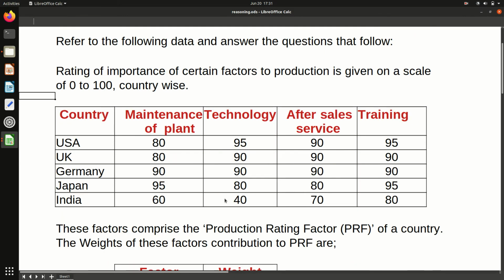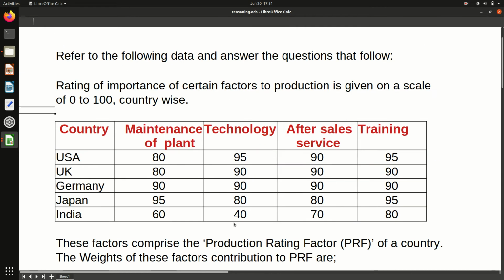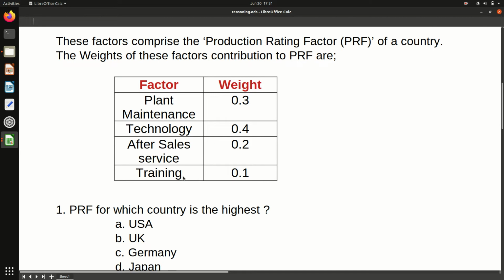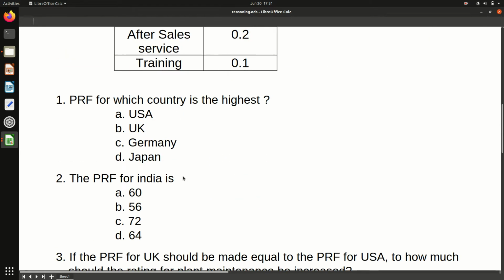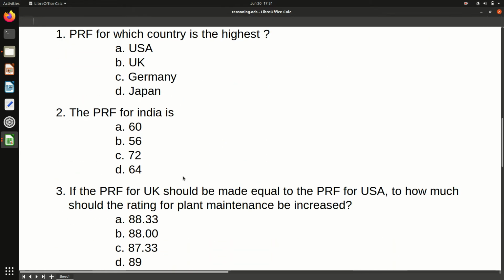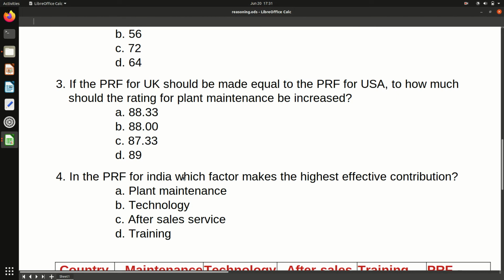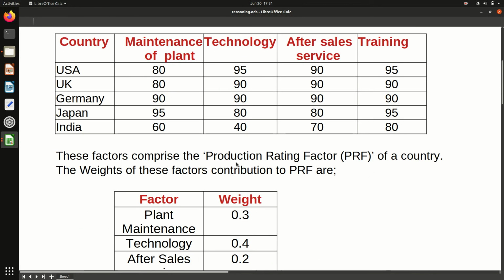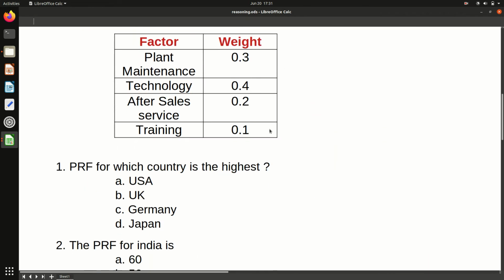Now based on this weight and this rating, you have to answer the following questions. There are 4 questions. If you want, you can pause the video and try it yourself, then we will discuss. After seeing these questions, they are very simple.